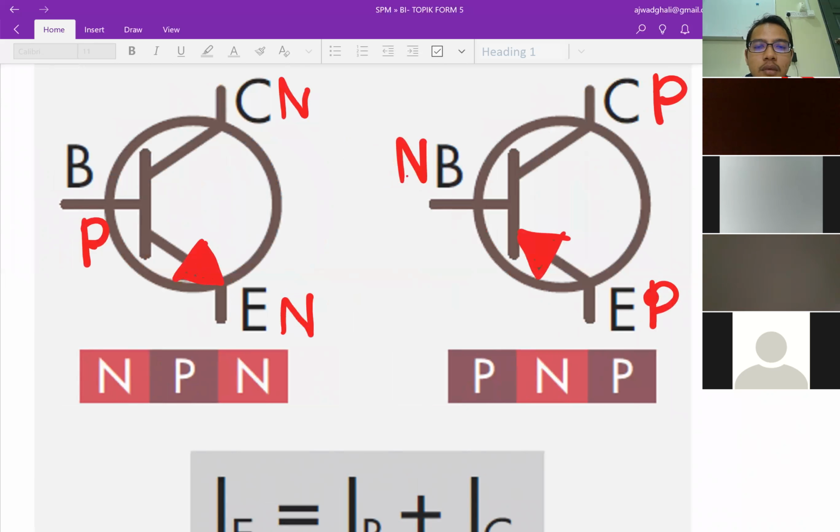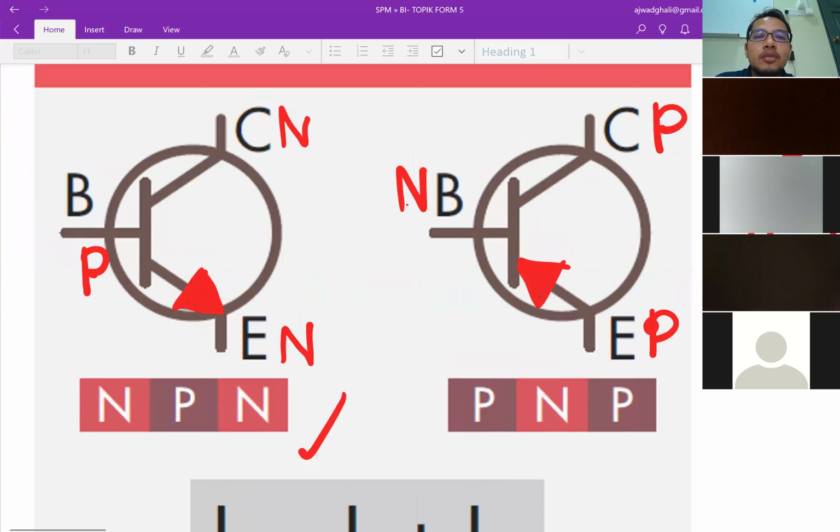However, most of the questions in SPM, I think all of the questions in SPM that I have seen, always ask you about the NPN transistor. I don't know why, but it is always NPN. So there are two transistor types.